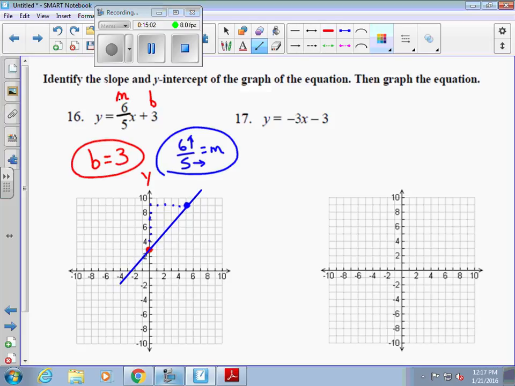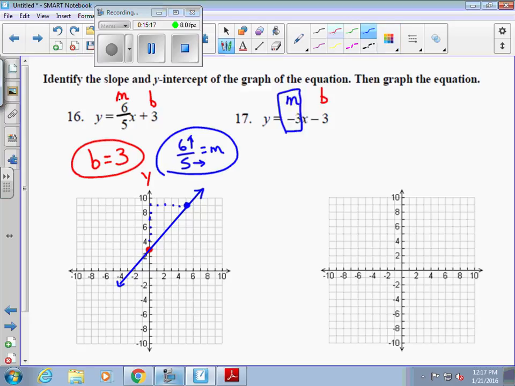And there is your equation right there. Looks like that. The second one, number 7, says y equals negative 3x minus 3. Again, y equals mx plus b. M's value is negative 3. B's value, remember the sign always goes with it, is also negative 3.